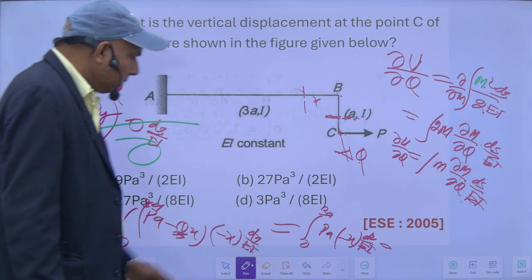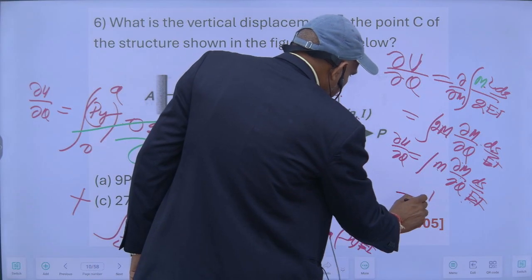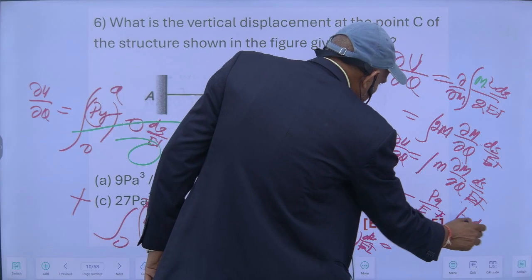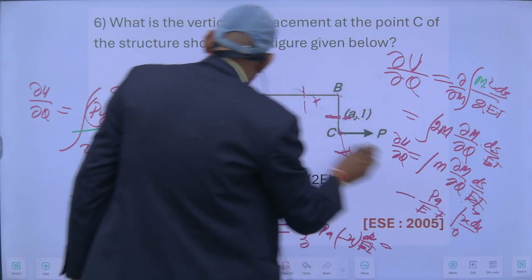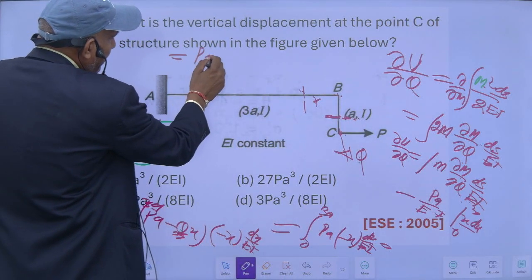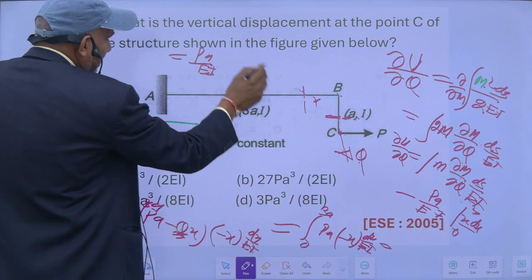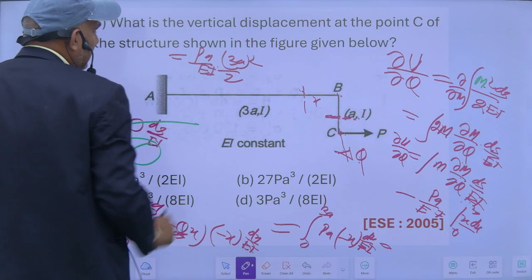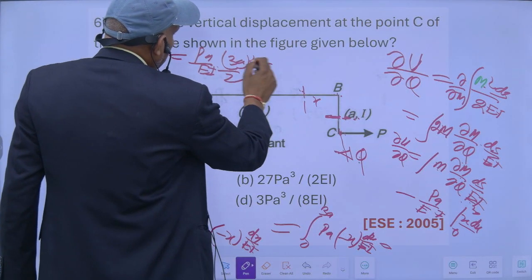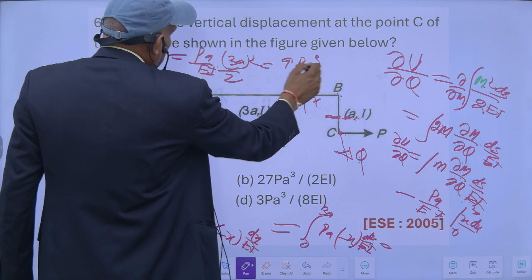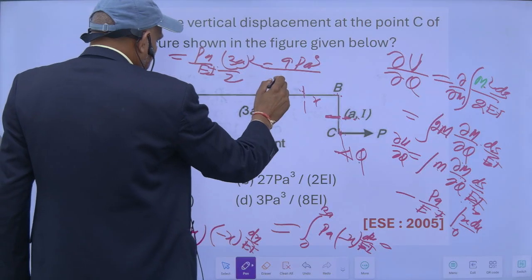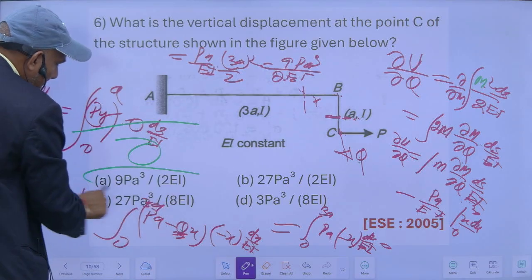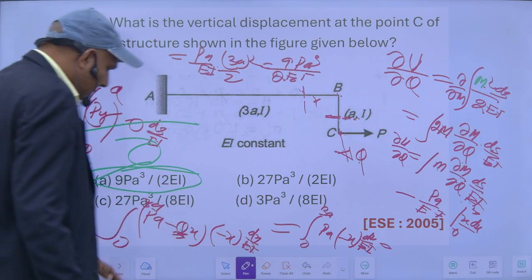So this will be minus Pa upon EI, which I can take common, into x dx from 0 to 3a. This will be Pa upon EI into x square by 2, means 3a square by 2, and this will be 9 Pa cube upon 2 EI. This one is the right option.